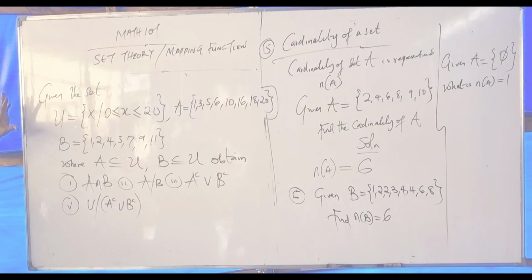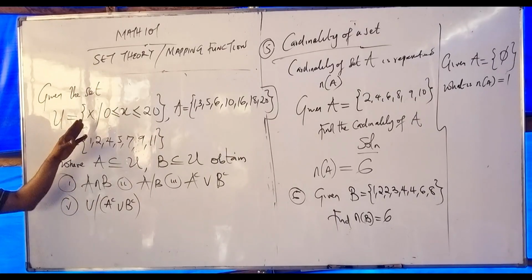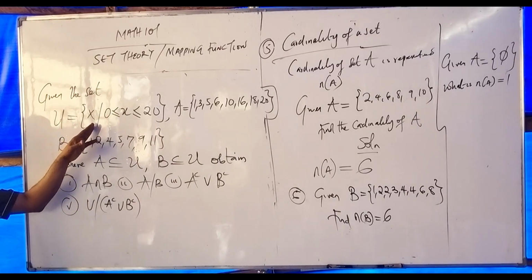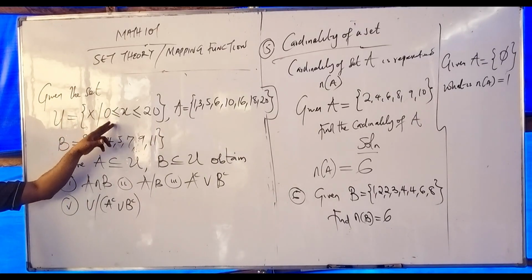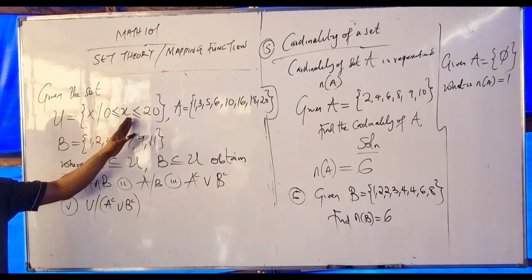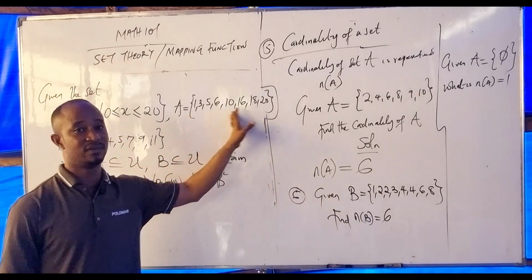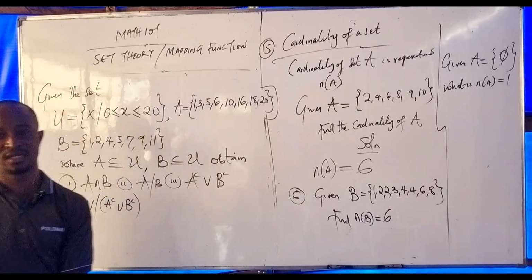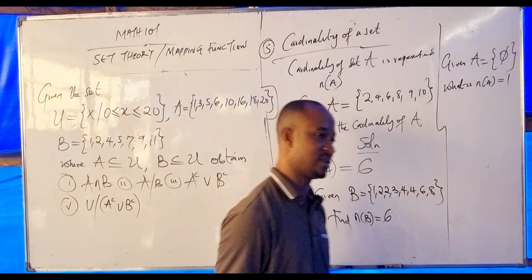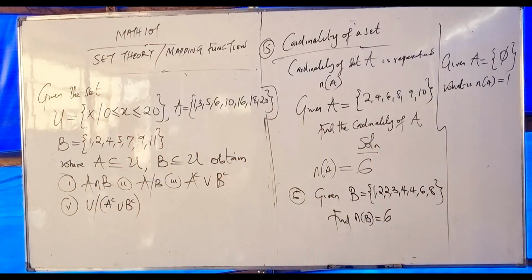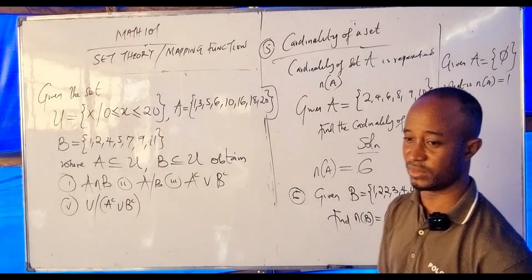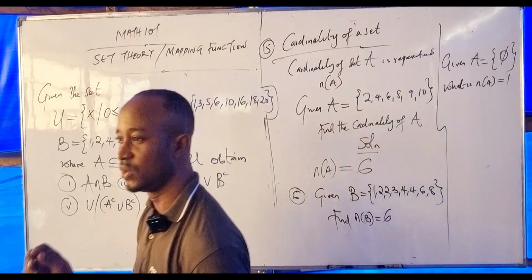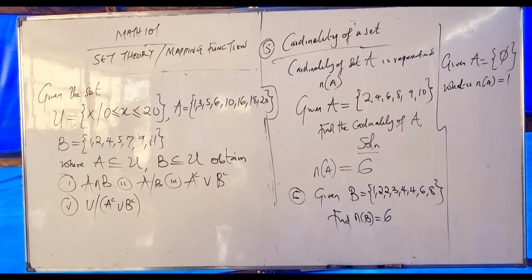Now we are given the sets. The general set is that X is such that 0 is less than or equal to X less than or equal to 20. And A is also given, right? And B is also given. Now this simply means that there are 2 ways of describing sets. So you can put it down somewhere in your notes. There are 2 ways of describing sets. Number 1, by listing.